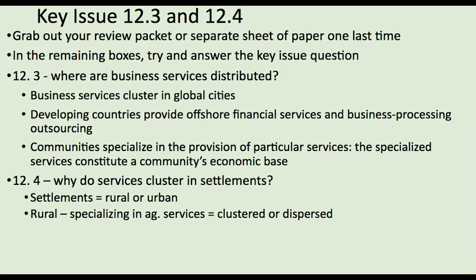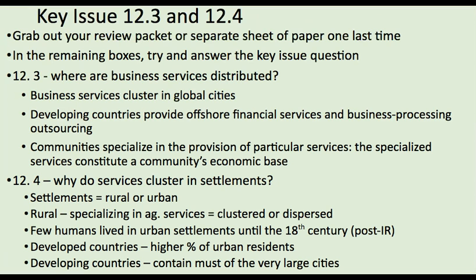Okay, and then we're looking at settlements that exist at this moment. We can classify them as really rural and urban. Rural are usually going to be specializing in agriculture services, and they're either clustered or dispersed. And then when we're seeing this, that is how settlements were, again, for the most part, and not very many people lived in what we consider urban settlements until after the Industrial Revolution started to happen.